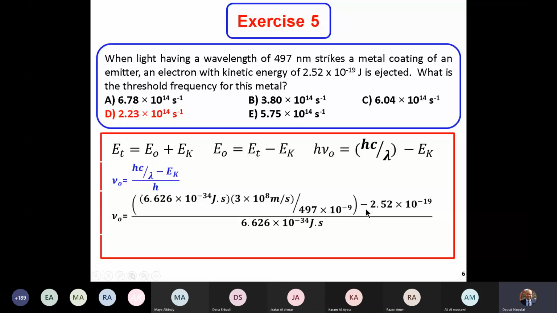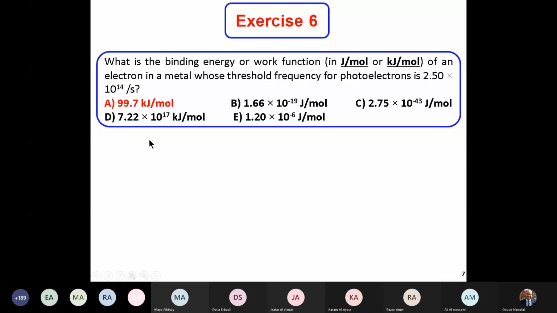We pass to exercise 6. What is the binding energy or work function? I prefer to use the binding energy in joule per mole. Pay attention, underlined, joule per mole of electrons in a metal where the threshold frequency for the photoelectrons is 2.50 × 10^14 second^-1.